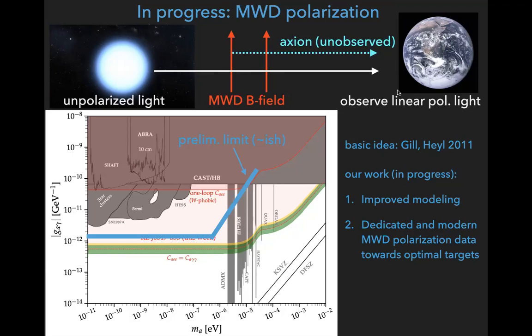And so by looking at linear polarization of magnetic white dwarfs, as was outlined in this paper, you can constrain the axion photon coupling. So we're improving the search by using improved modeling and, most importantly, using dedicated polarization data towards the optimal white dwarf targets. And roughly speaking, we expect our limit to look something like what I've sketched here in blue. The actual limit I'm not showing you here, but should be coming out soon. This is still preliminary, but this should also be a substantial increase in the axion photon coupling constraint, essentially without any ultraviolet assumptions about couplings to matter.